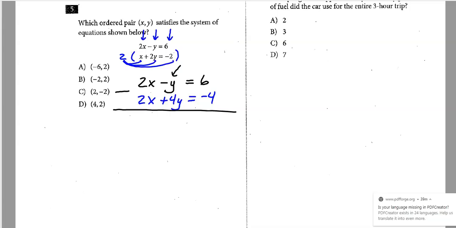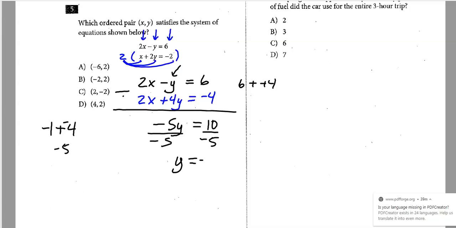Now when I'm doing this y column, I've got to be careful because I have a negative 1y take away a positive 4y. So be careful there. That's really a negative 5y. So I have negative 5y equals, now I have 6 subtract negative 4, which ends up being 10. And now to solve this, I'm going to divide both sides by negative 5. Boom. I get y equals negative 2. So now I'm going to run through and check. Remember, these are x's, these are y's. There's only one with a negative 2 there. And that's the answer of C.